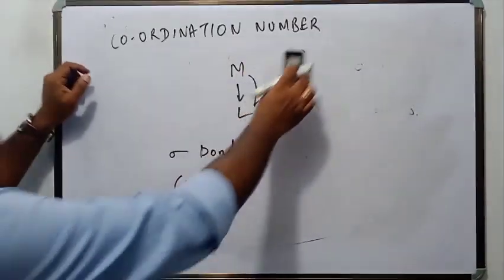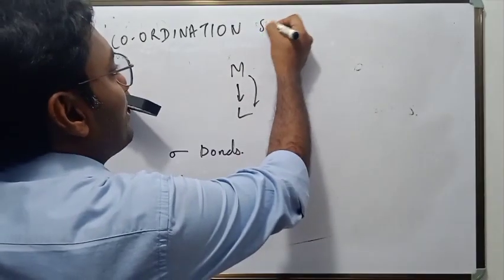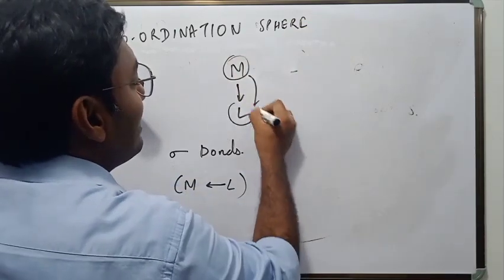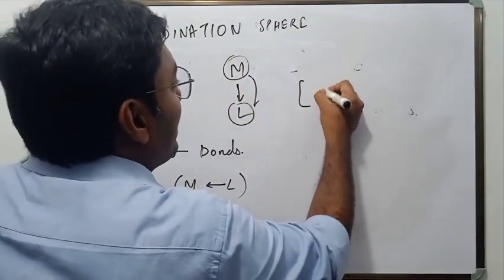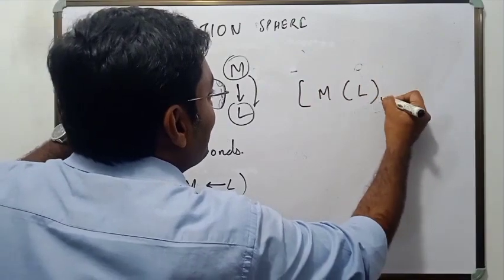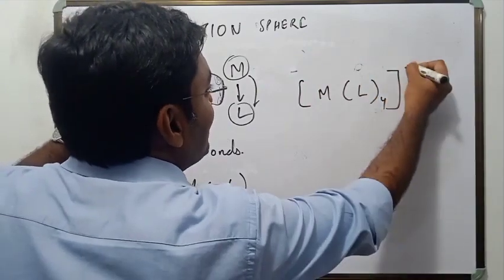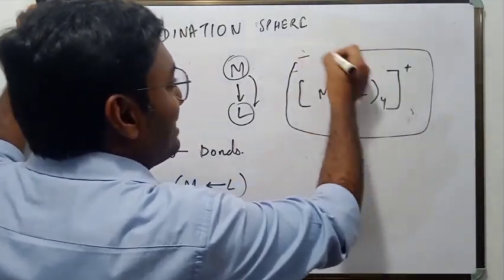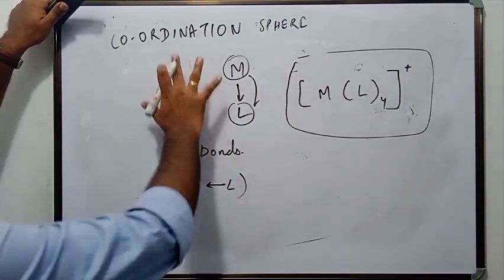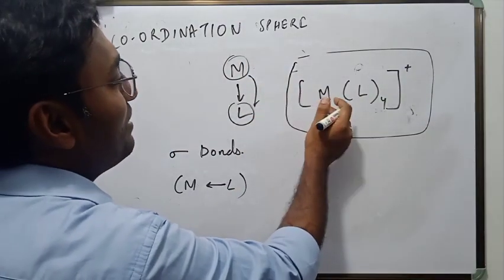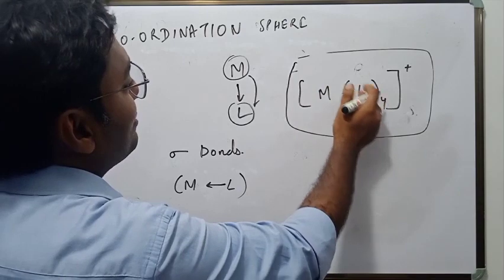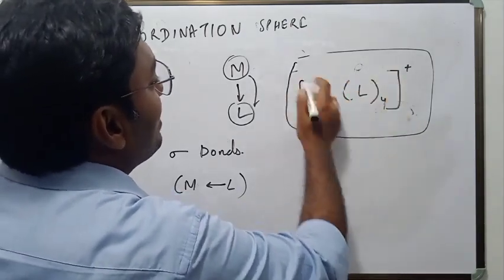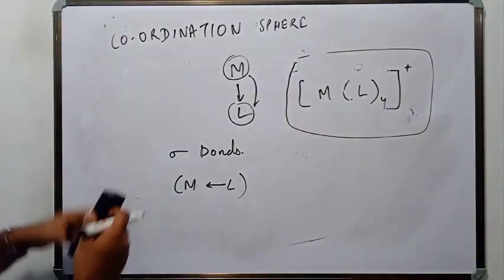There is another term called the coordination sphere. So this is the metal ion, this is the ligand. When they are written in brackets, along with the charge, the whole thing in the bracket is called the coordination sphere. That is, the coordination sphere is used to represent the metal ion and its ligands, how many ligands it has been attached to, and the charge of the complex in brackets.